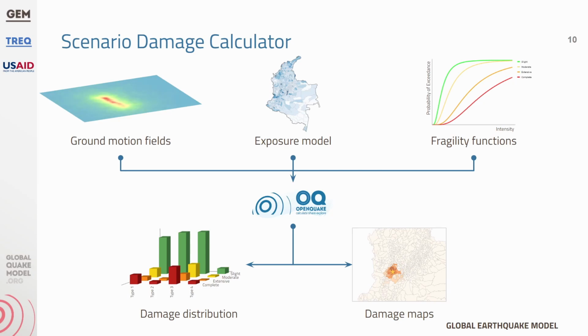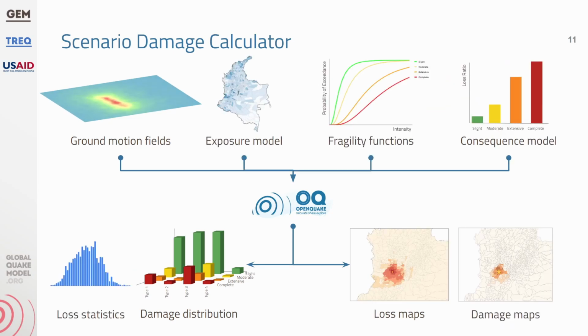If the interest of the user is in estimating damage, then the scenario damage calculator uses a fragility model instead of a vulnerability model. The results in this case will be the damage distribution statistics for each of the assets. For example, what damage statistics we get: number of structures in slight, moderate, extensive, or complete damage states, and the aggregated damage distribution statistics per building class or per region. And we can also see the spatial disaggregation of the damage into what we call damage maps.